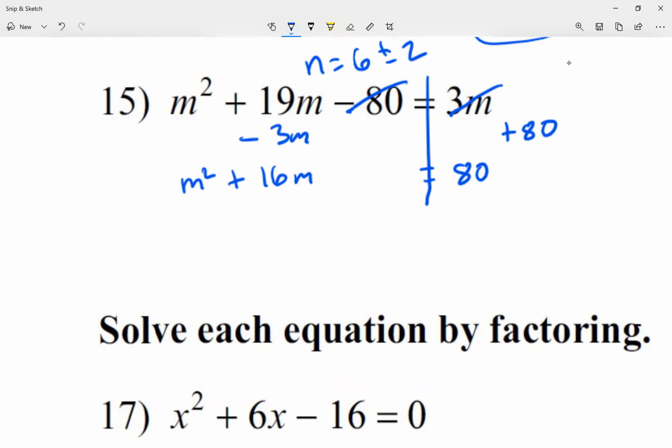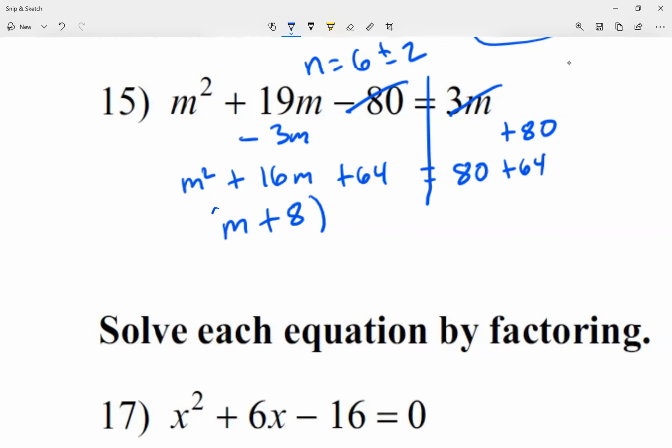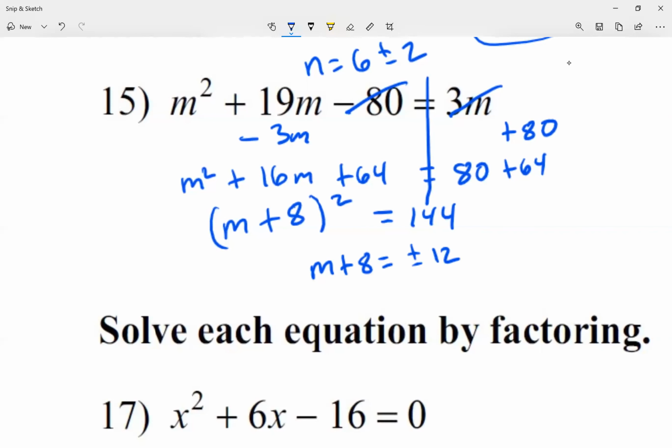And then I look, all right, the first number is a 1, which is good. 16, the half of 16 is 8. I'm even going to write it, +8. 8 squared is 64. So let me add a 64 to both sides. If I was to factor the left side, m squared plus 16m plus 64, if I was to factor that, it gives me m plus 8 all squared equals 80 plus 64 is 144. So that gives me that m plus 8 is equal to plus or minus 12.